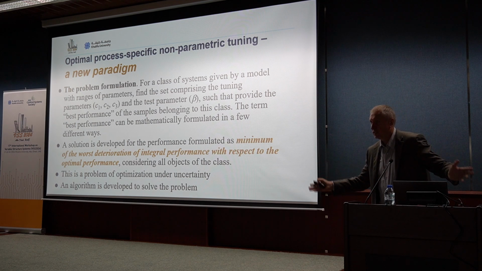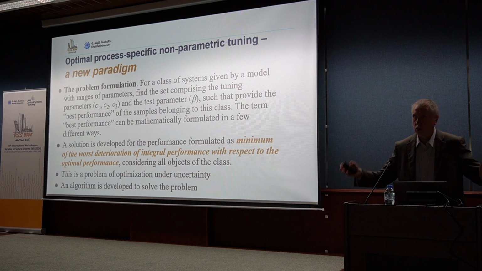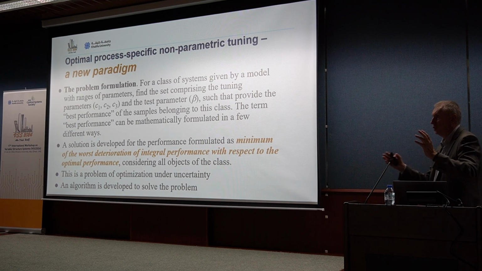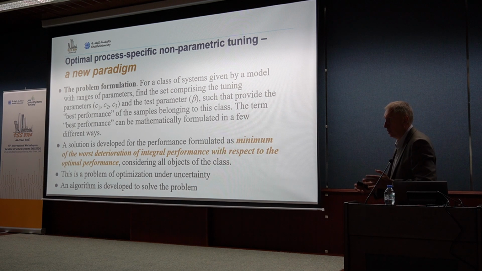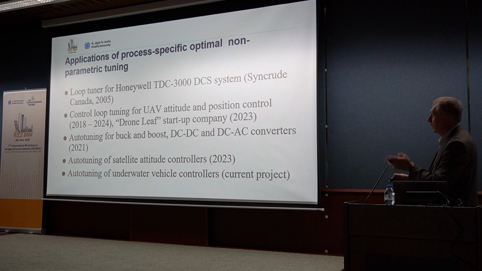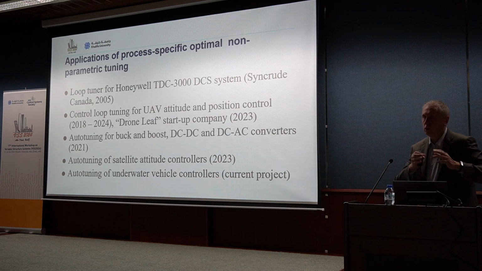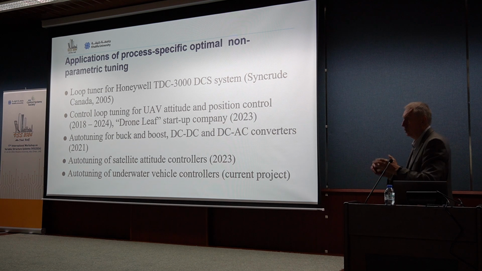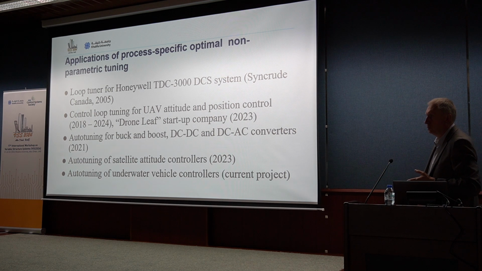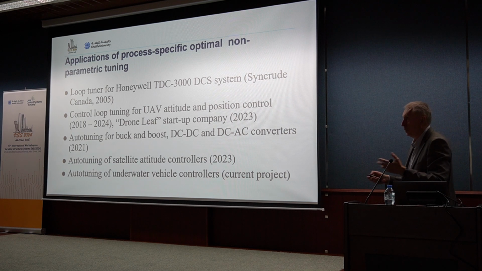And this is for a set of models, or class of systems. For example, a certain loop tuner was made for flow loops, level loops, pressure loops. These are the classes of systems for which the tuning rules were produced.